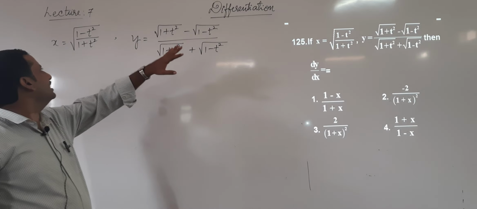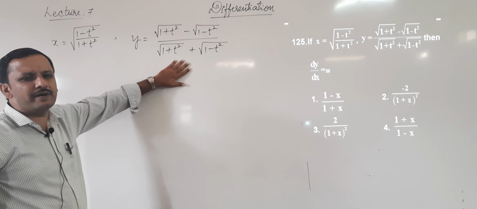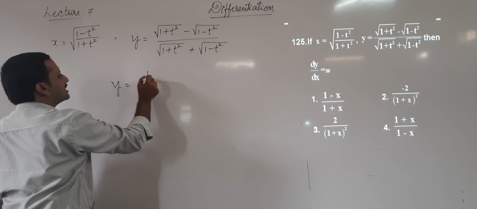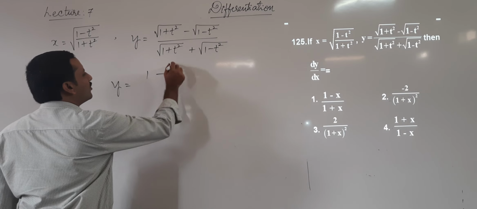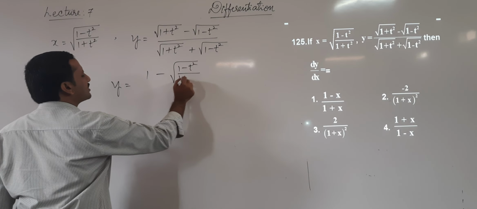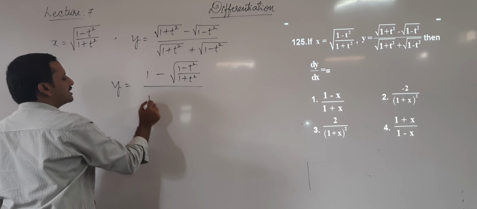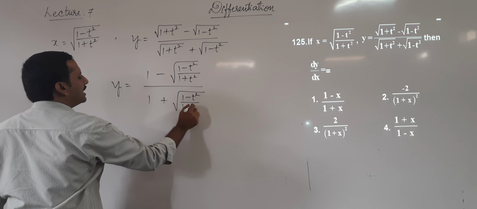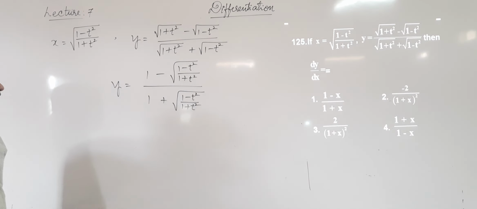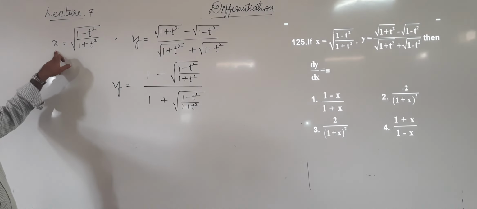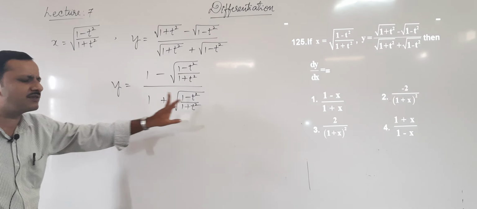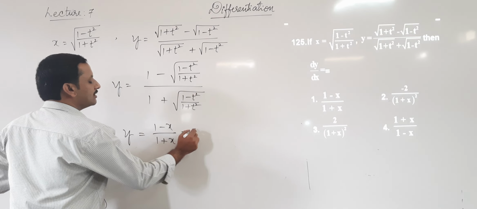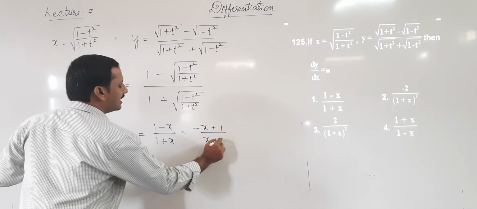In this equation, I will divide this equation by root 1 plus t square. Dividing this equation by root 1 plus t square, we get here root 1 plus t square gets cancelled. So 1. Here we will have root of 1 minus t square by 1 plus t square. Here root 1 plus t square gets cancelled. So 1. Here it will be root of 1 minus t square by 1 plus t square. Okay. Now observe here. This is nothing but x. Root of 1 minus t square by 1 plus t square is x. So we have y is equal to 1 minus x by 1 plus x. I can also write it as minus x plus 1 divided by x plus 1.